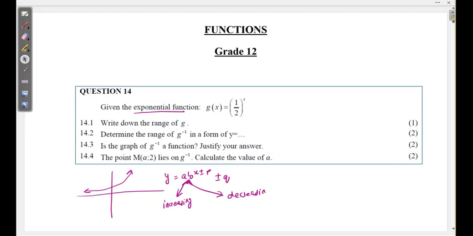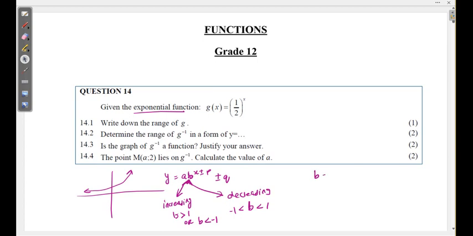B, not a. B. Now if b is between 1 and -1, it means the function is decreasing. But b, if it is greater than 1 or if it is less than -1, then the function is increasing, right?